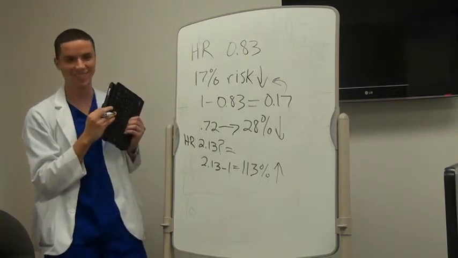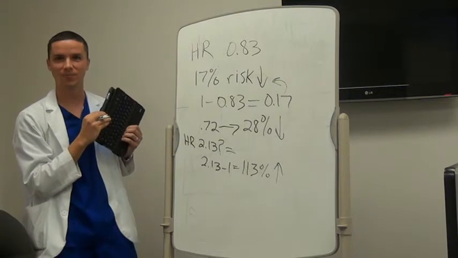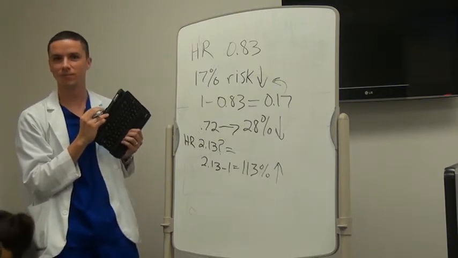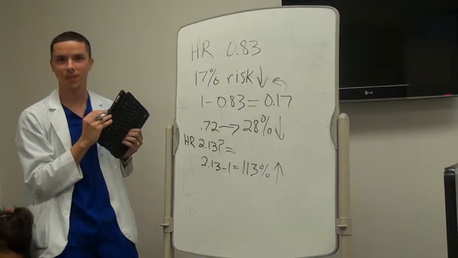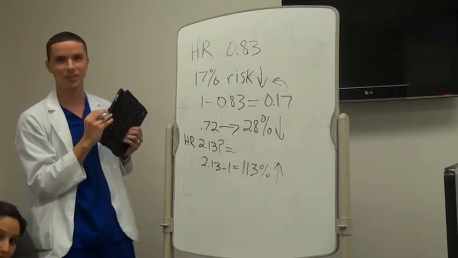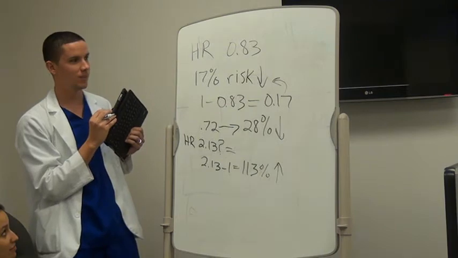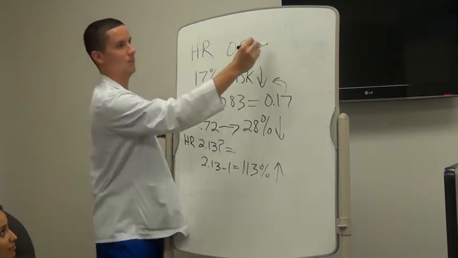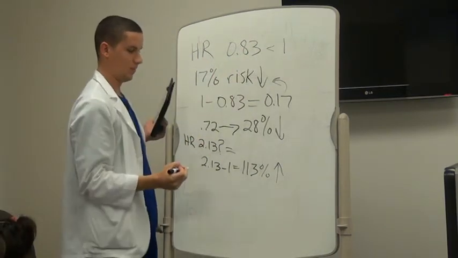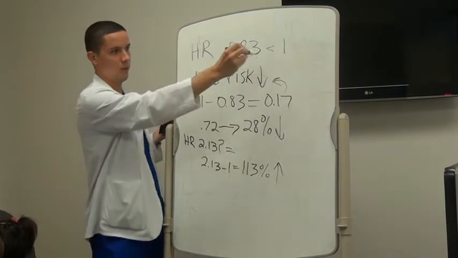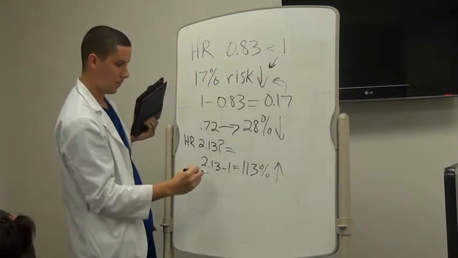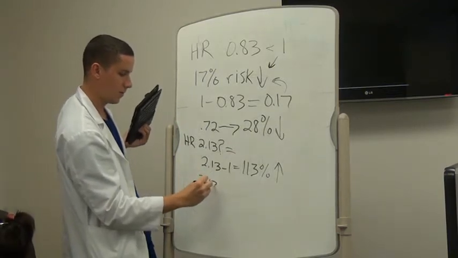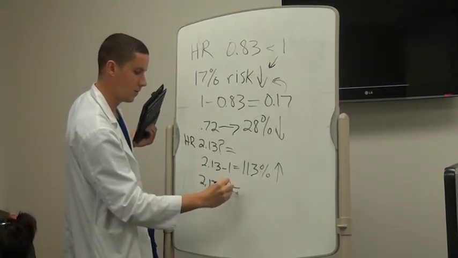Because think about it. There's 3 ways you can read a ratio: less than, equal to, greater than. What is your hazard ratio? Right at 0.83. It's less than one. So what do you know it's doing? Reducing. Okay. And what about 2.13? It's greater than one.